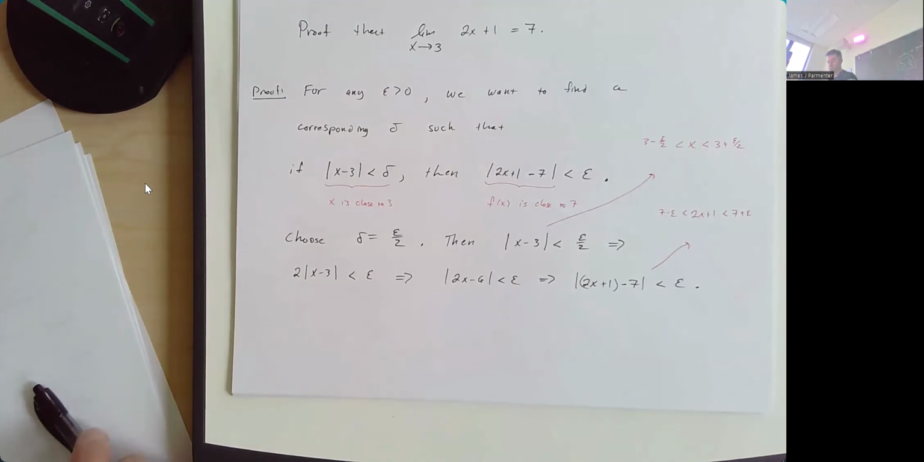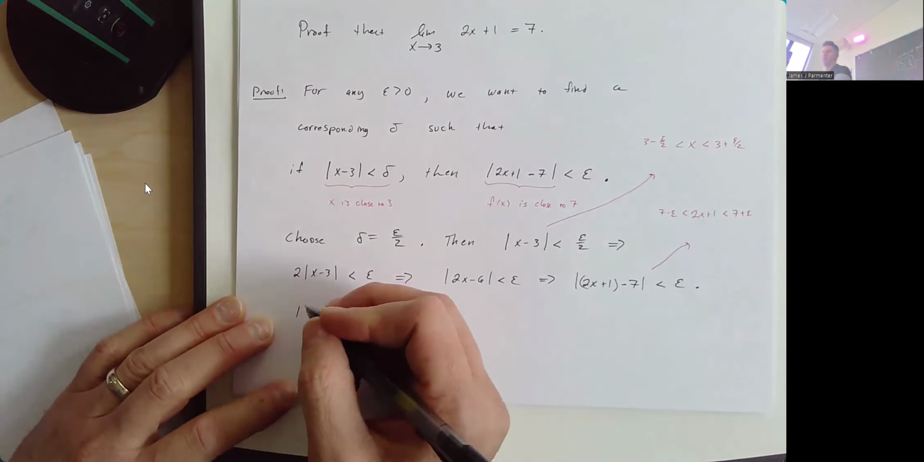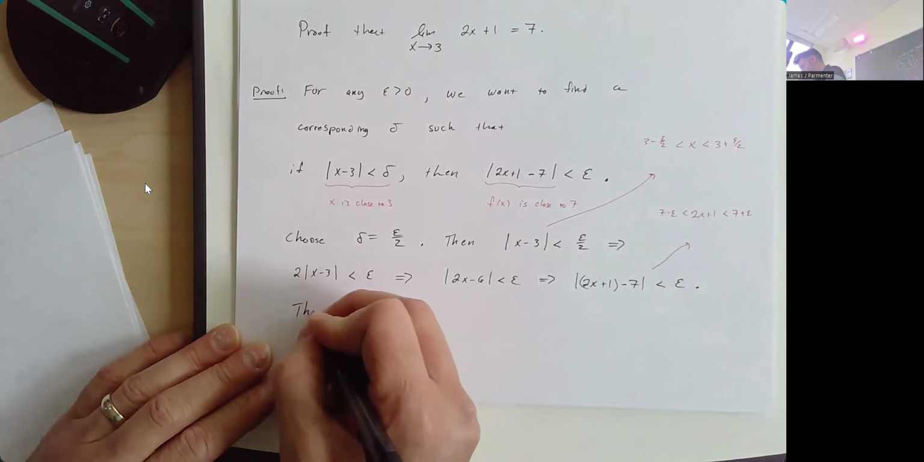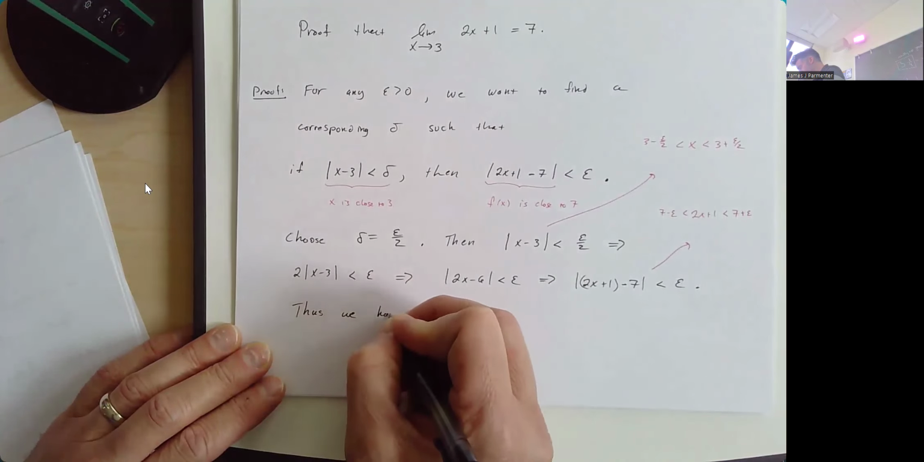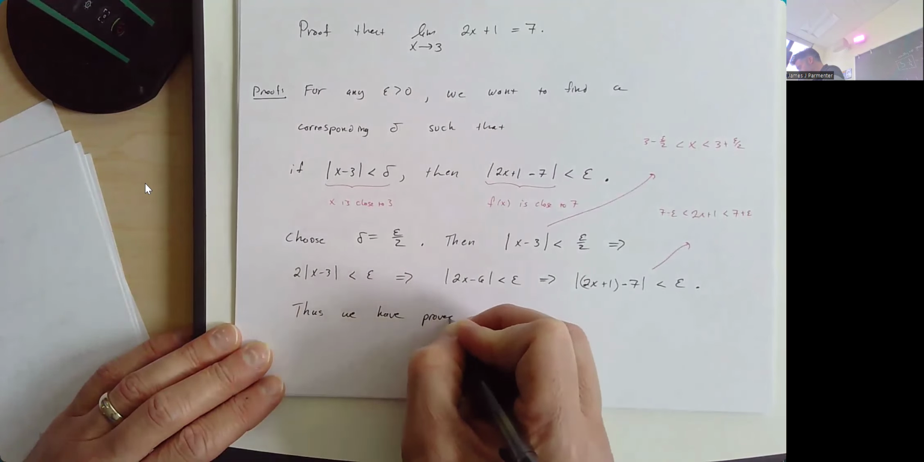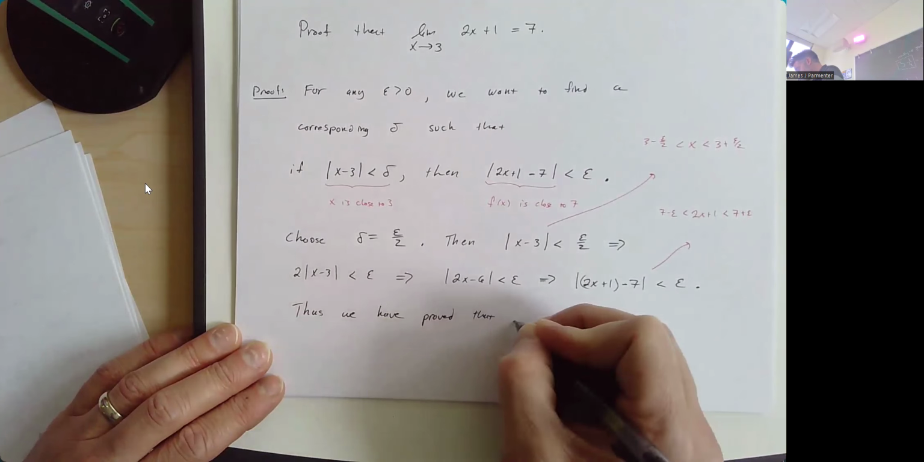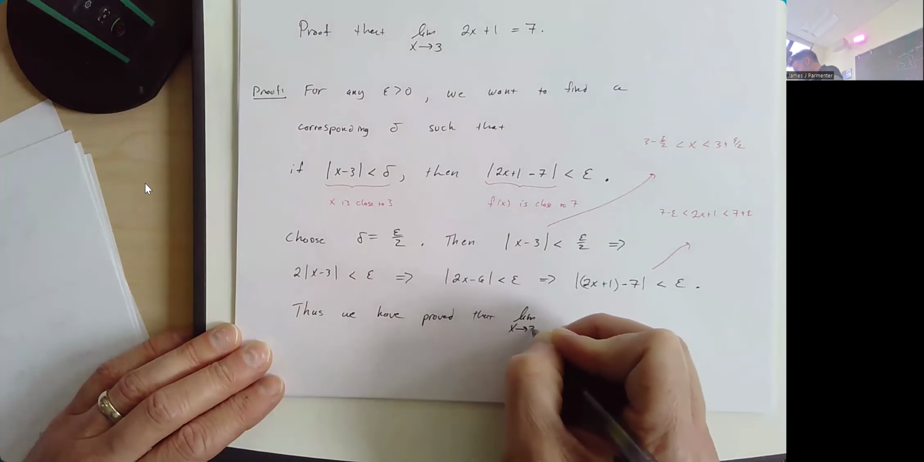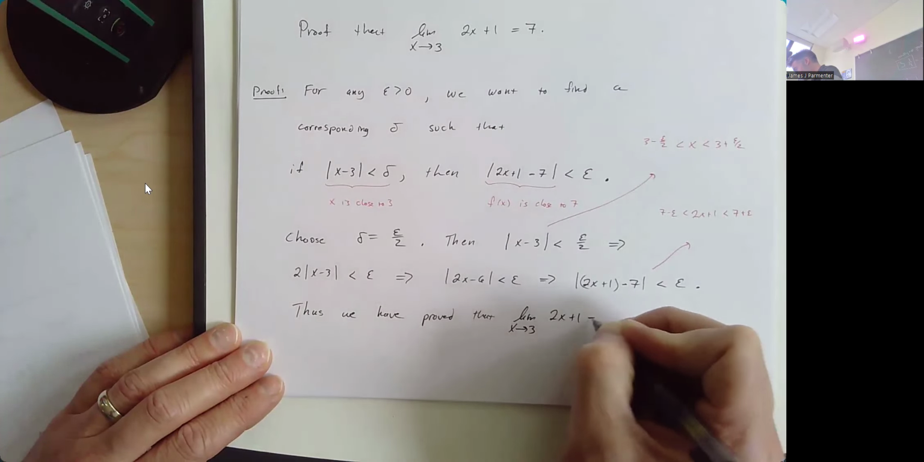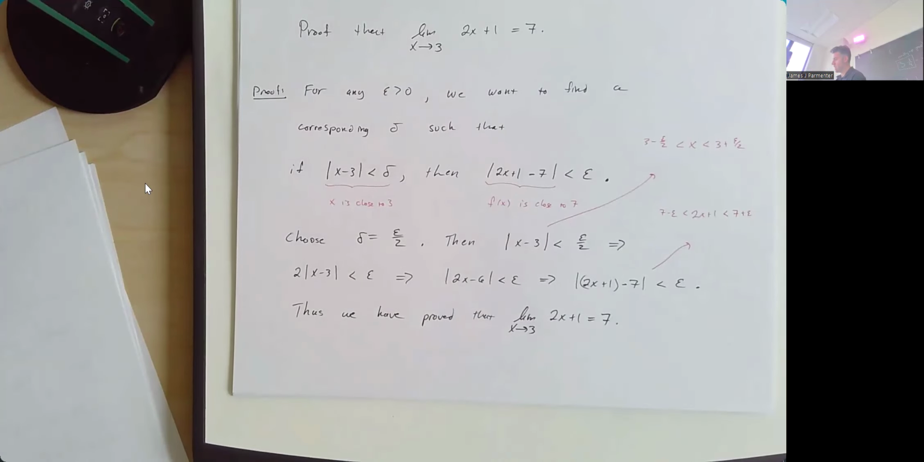And then personally, I like to sum it up or wrap it up by saying, thus. I like the word thus. Thus, we have shown or proved that the limit as x approaches 3 of 2x plus 1 is equal to 7. Is it more words than you might actually need? Probably. Do I like it? Yeah, I like it.